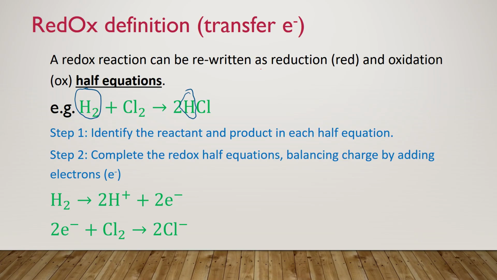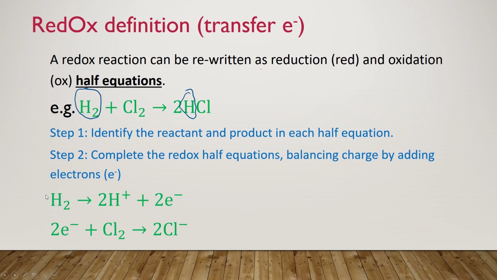The one part that we do have to add ourselves is when we have to balance for charge. So that's our step 2. We balance for charge by adding negative electrons. Each electron is assigned a single negative charge, and we always add it to the more positive side, because we can't add more positives to a negative side. We can only add a single negative.